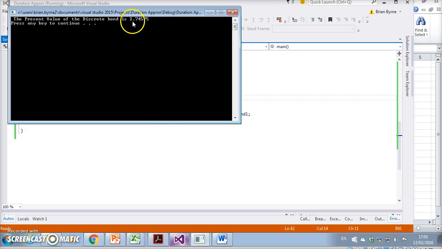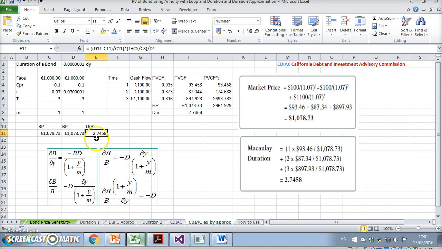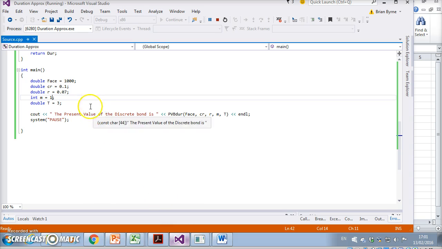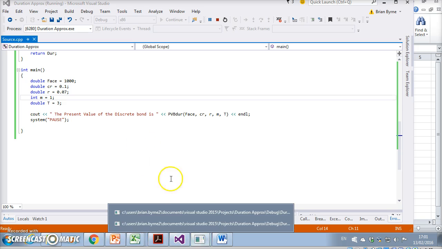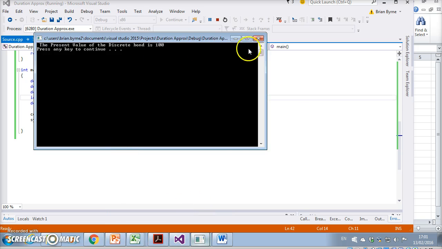And we get a value here, 2.74576. So basically the same figures, right? When we look at the output.